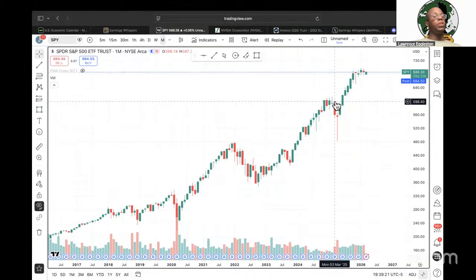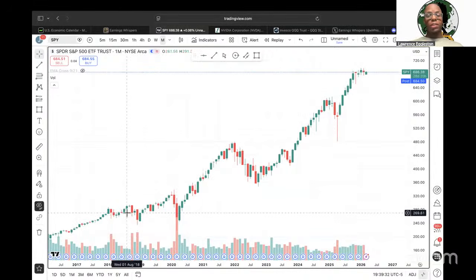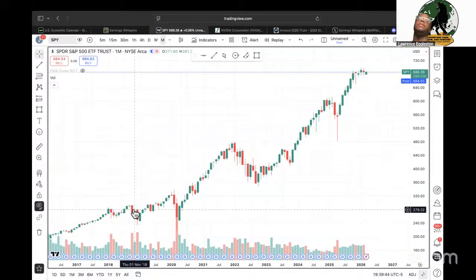2018 pullback, 2020 pullback, 2022 pullback, and 2025 pullback, Liberation Day. Four pullbacks. But yet, if we go back to 2018 and you ask yourself the question, where was the S&P 500? S&P 500 here at 2018 was at, we'll say 280, 290. The SPY today is at 686.